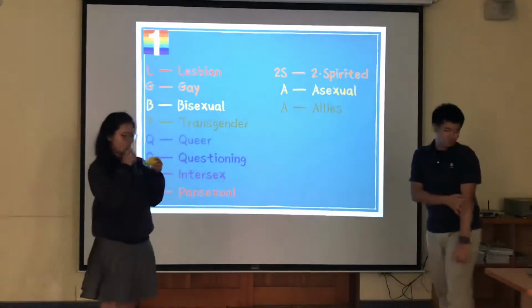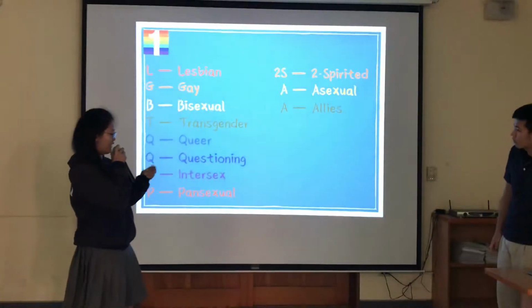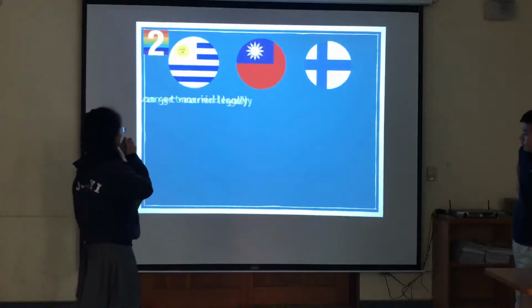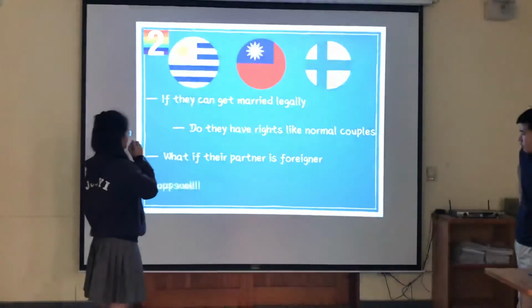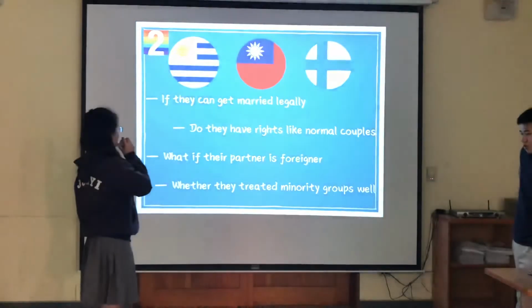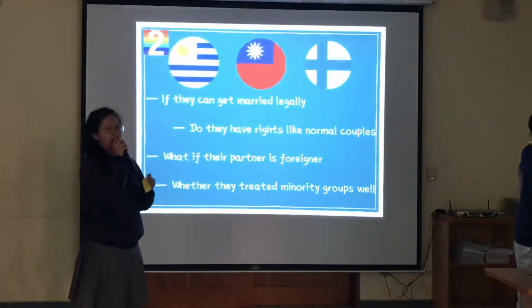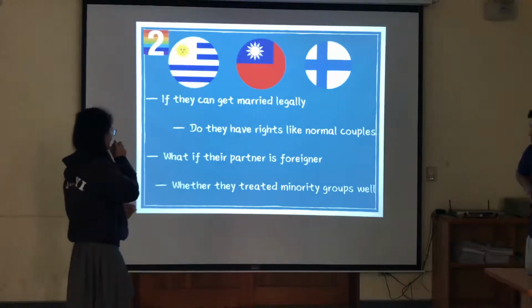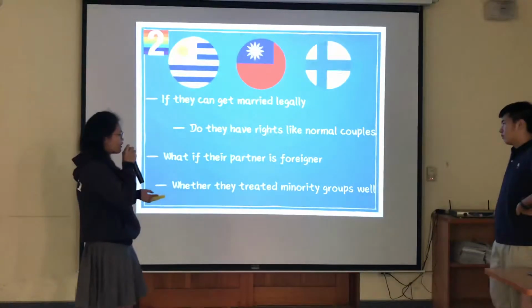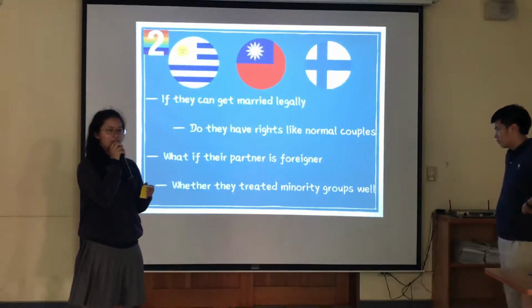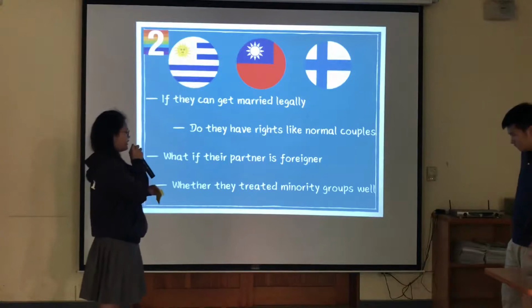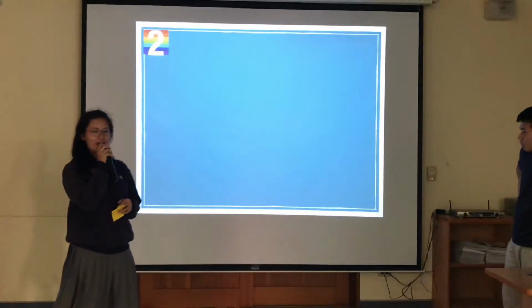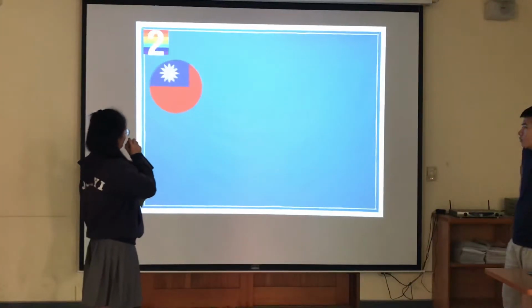So next, I'm going to talk about how important being multivariate is. I'm going to compare 3 countries' laws of same-sex marriage: Uruguay, Taiwan, and Finland. And these are the 4 points we are going to compare. First, can the same-sex couple get married legally in these 3 countries? Second, do the same-sex couples have rights like normal couples? Third, if one of the same-sex couple's partners is a foreigner, can this marriage still be legal in these 3 countries? Fourth, whether they treat the minority groups well. By minority groups, I mean the LGBTQIP2+AA groups.